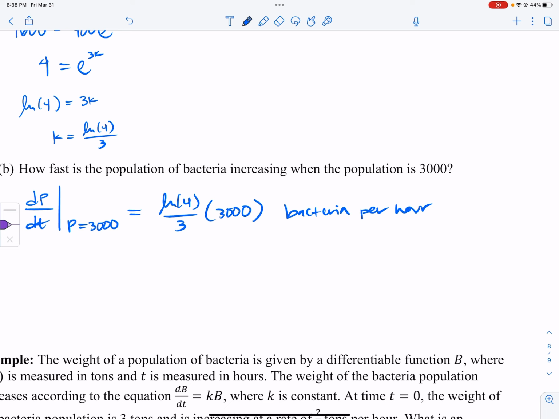And you could simplify that more. What that ends up being is 1,000 times natural log of 4. You could write that as ln of 4 to the 1,000th power bacteria per hour.